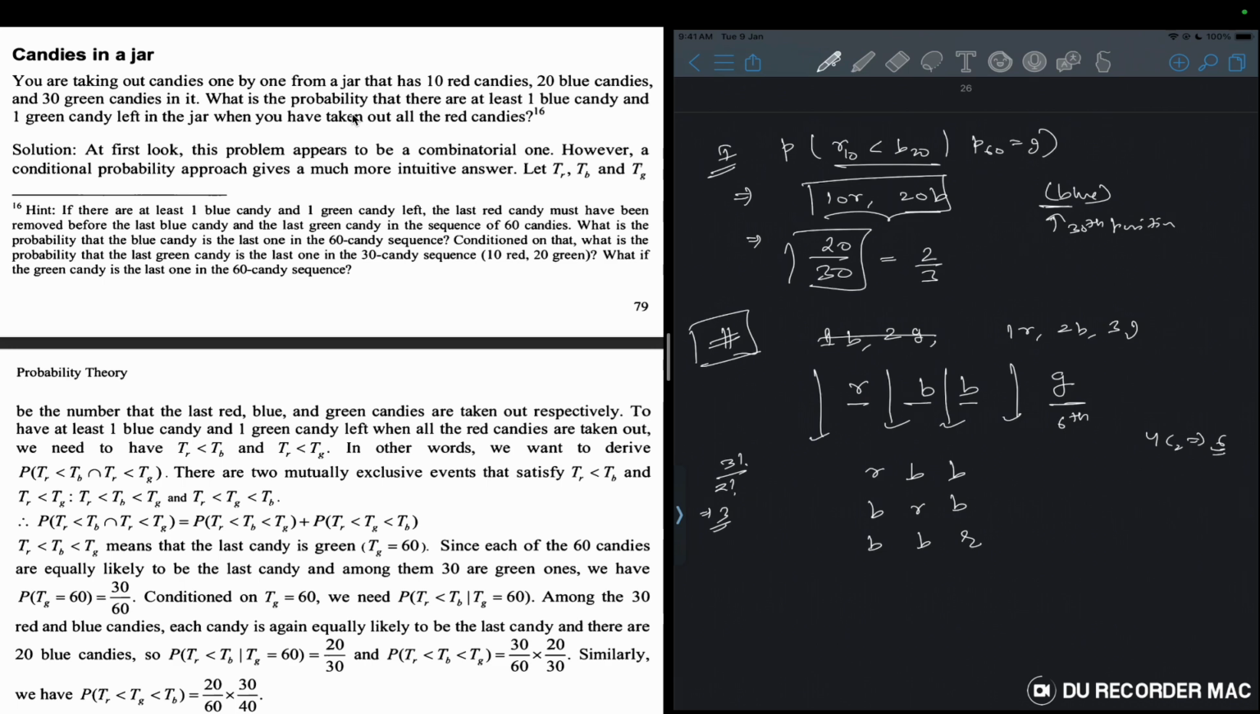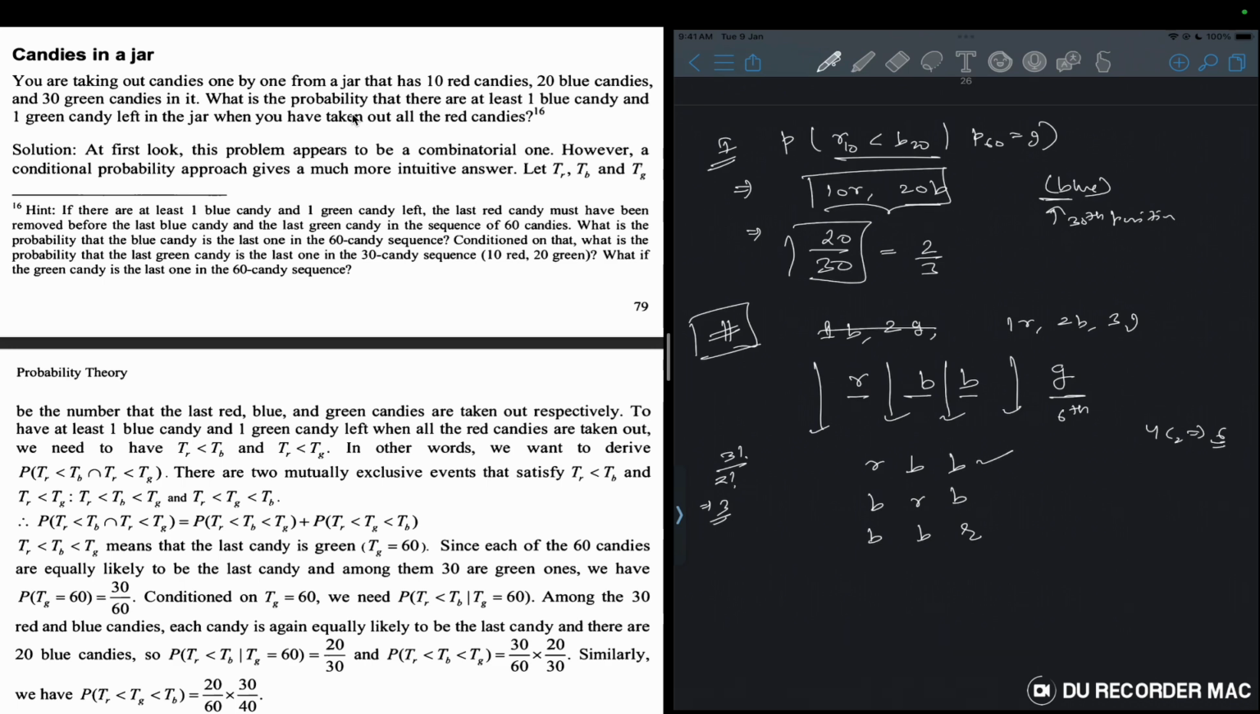That is, the last red should appear before the last blue. So this is a sequence where the last red appears before the last blue, and this is also a sequence where the last red appears before the last blue. This is not such a sequence, as red appears, the last blue is this, and red appears after that. So how many sequences give us a favorable outcome?